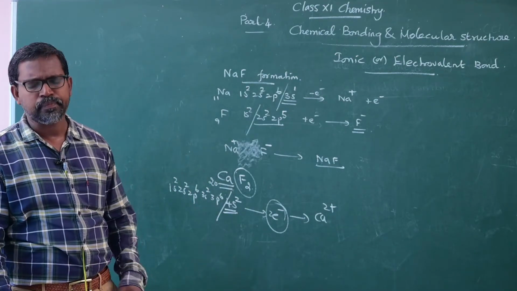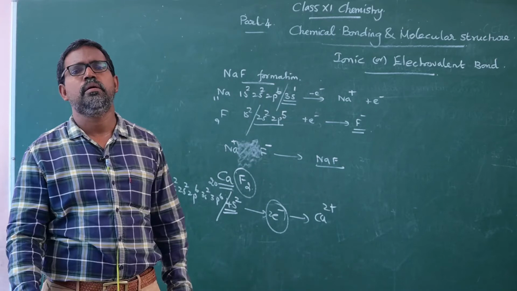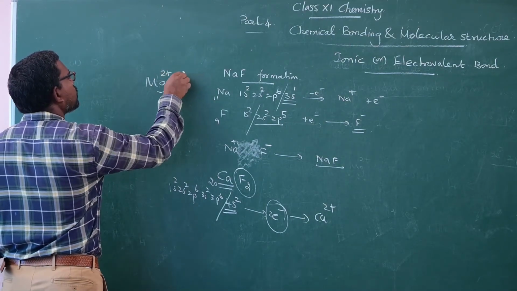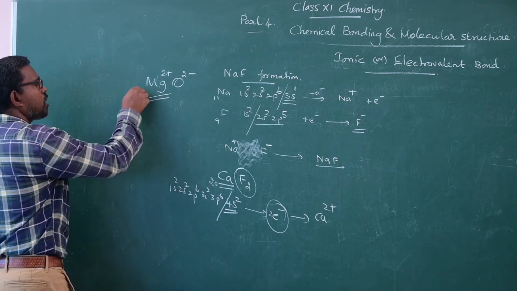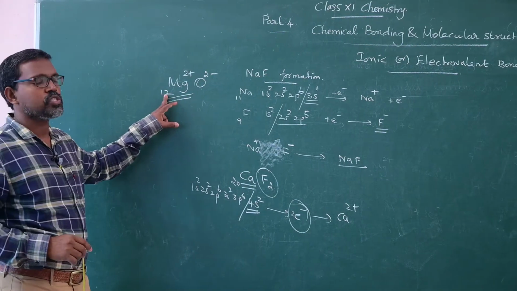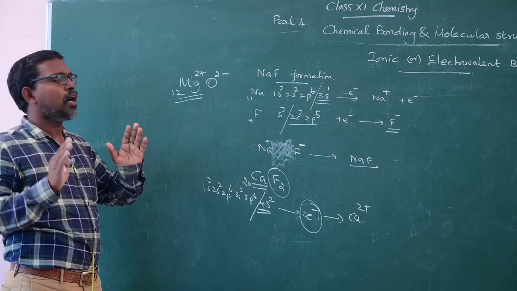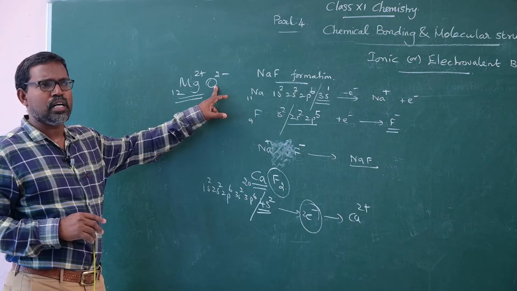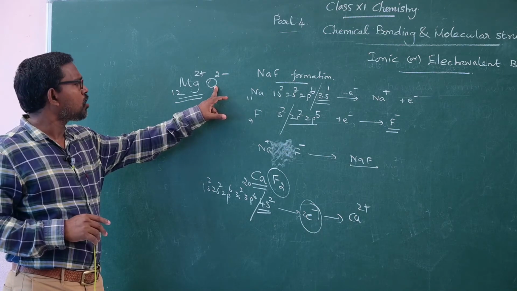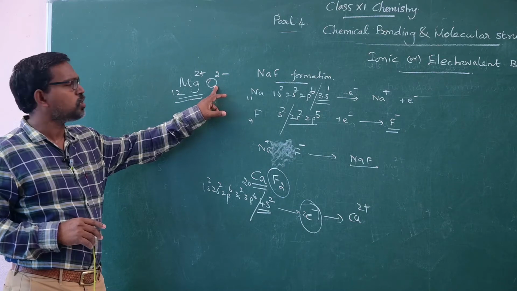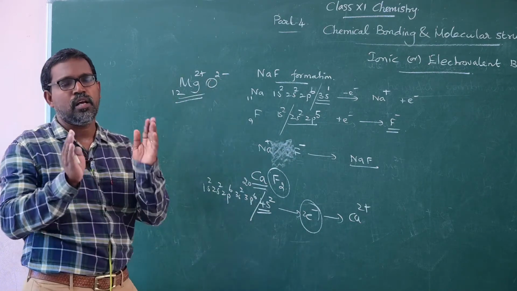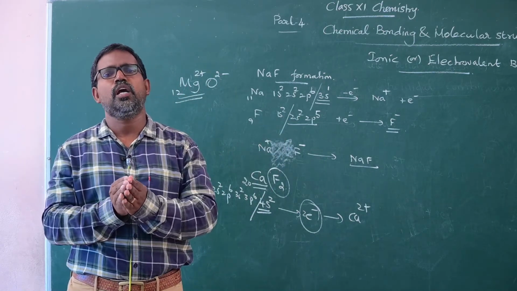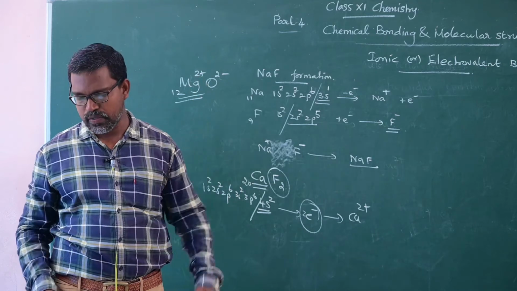In a similar way, magnesium oxide formation. How is magnesium oxide formed? Mg2+ and O2-. Magnesium, atomic number 12, has a valence shell consisting of 2 electrons. These 2 electrons are lost from the valence shell to attain the stable state. These electrons are accommodated in the valence shell of oxygen to attain the O2- state. When Mg2+ and O2- are strongly held together by electrostatic force, the ionic bond is formed.